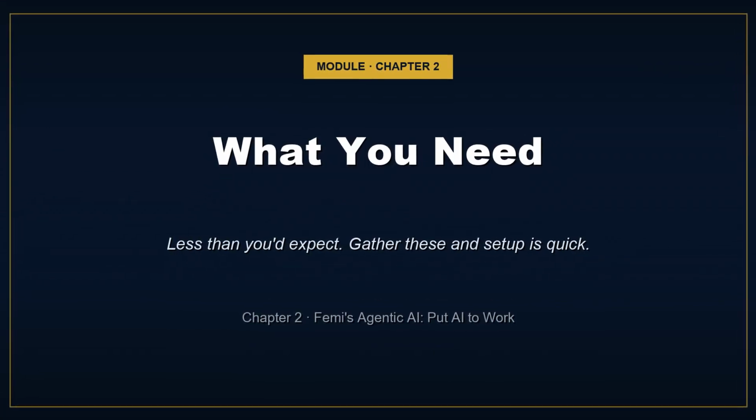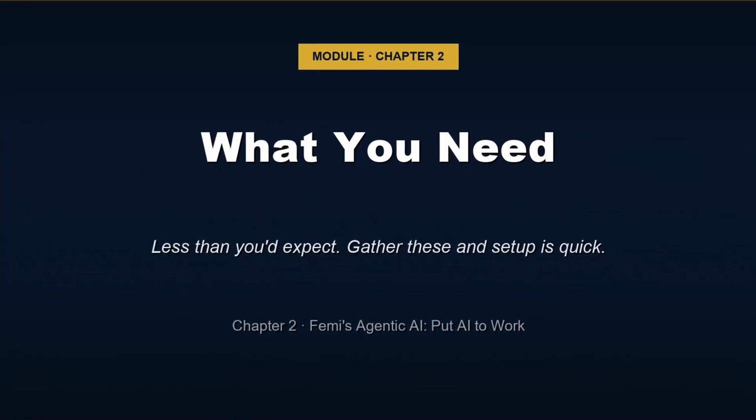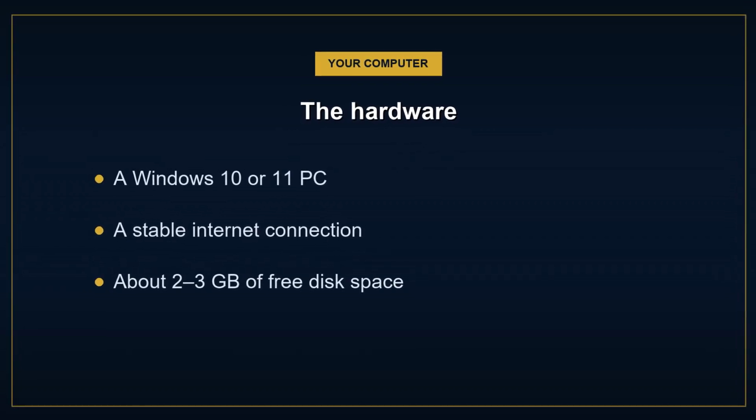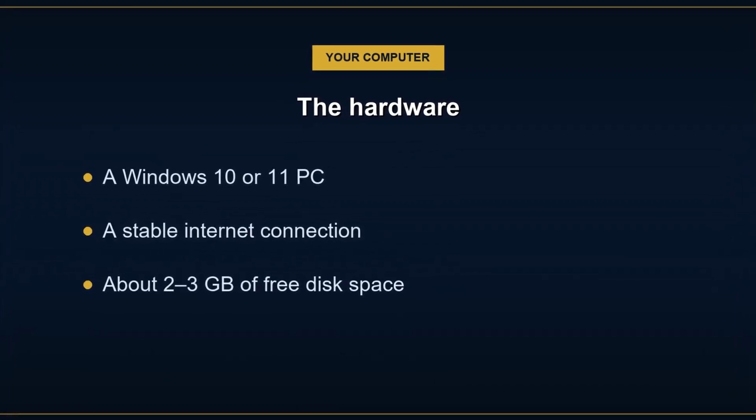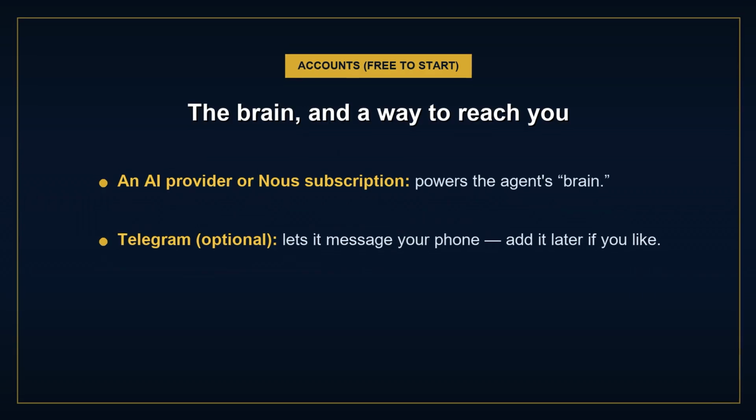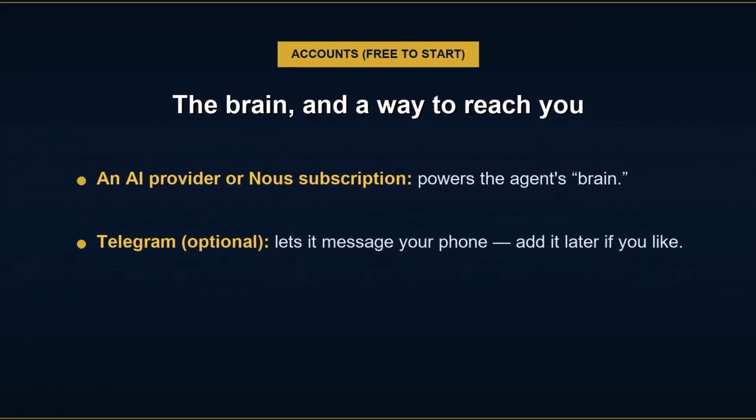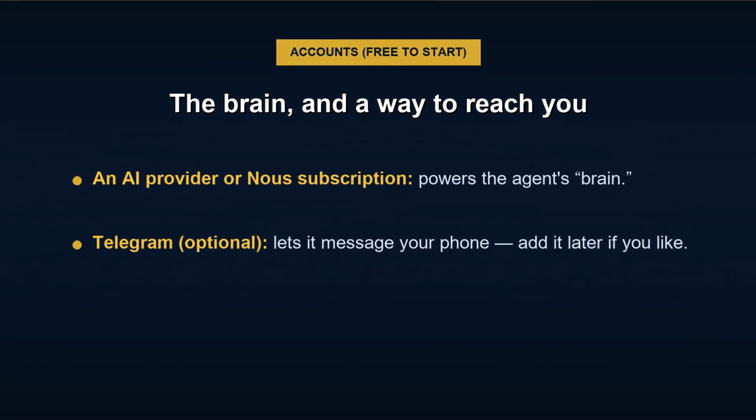Chapter 2: What you need. It's less than you'd expect. Gather these few things and setup is quick. First, the hardware. You need a Windows 10 or 11 PC, a stable internet connection, and about 2 to 3 gigabytes of free disk space. Next, accounts, all free to start. You need an AI provider or a new subscription, which powers the agent's brain and bundles web search, images, and voice. And optionally, a free Telegram account so the agent can message your phone.